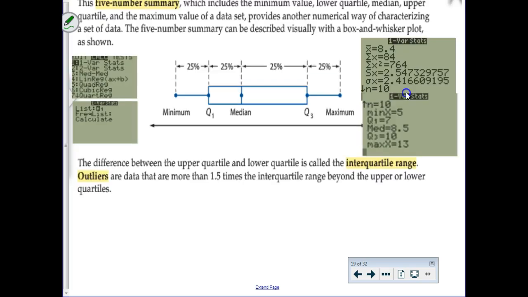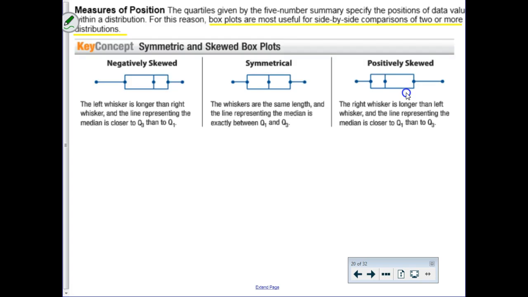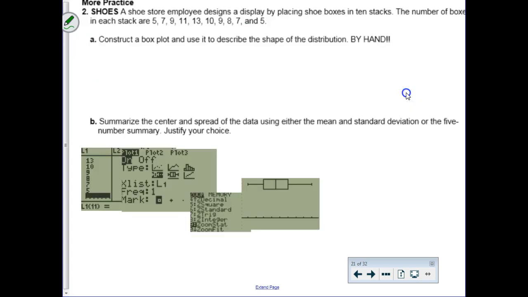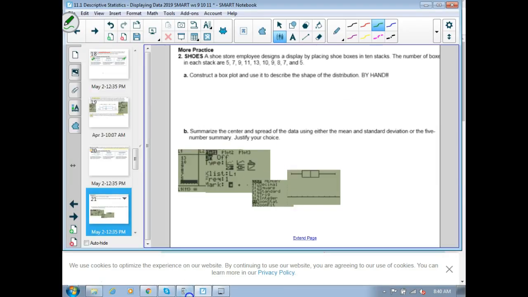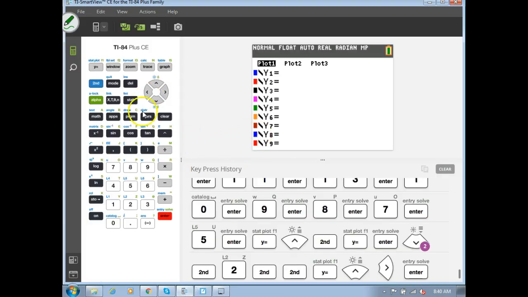All right. 5-number summary is what we're going to talk about in this next question. So, it's got to be a good one. It's about shoes. So this employee is doing stats because they're stacking up some shoes. All right, the number of boxes in each stack are given. You should have entered this data into a list. I also entered mine into a list, but I need to figure out where I put that.